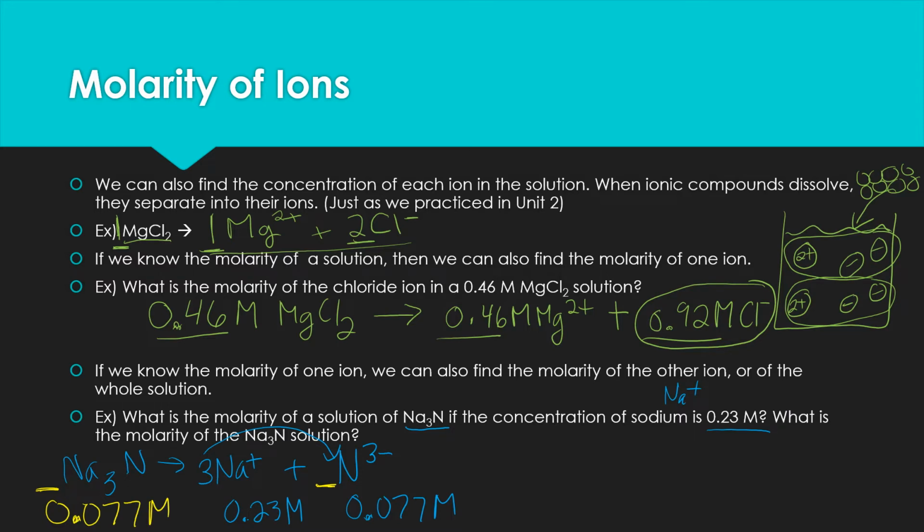All right, so we can go between any of our ions or our whole solution to find their concentration. So our concentration of nitrogen is 0.077, and same for our whole chemical, sodium nitride. So we're just using those coefficients. This is one of the many reasons why we practice so much of splitting apart our ionic compounds.